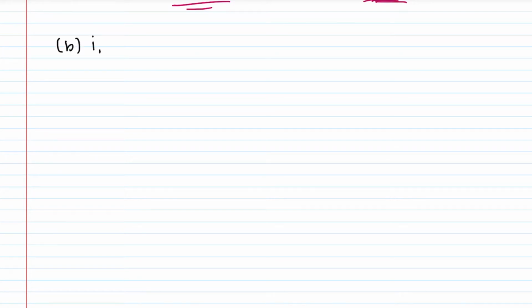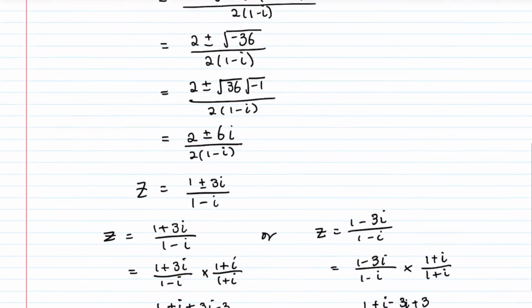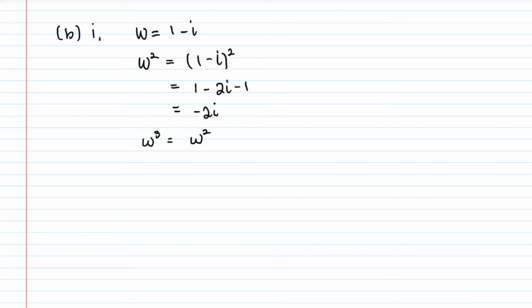Part B, part 1. Firstly, you're already given, you already know that one of the roots is w equals 1 minus i. So let's just write that out. w equals 1 minus i. To find w squared, it's very simple. You just square this whole thing. Get (1 minus i) squared. Expand this, you just get 1 minus 2i minus 1. This will give you the value of minus 2i. Then to find w cubed, it's w squared times w, correct? So w squared times w. It will be minus 2i times (1 minus i).